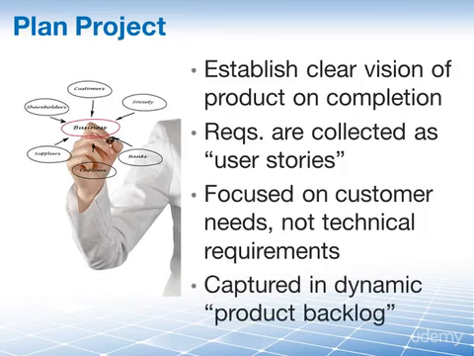These user stories are documented in the product backlog, which is a dynamic documented list of user stories that represent the most important customer requirements at any specific point during your Agile project. And the good news is, if the customer wants to make a change, you just write up a new user story, add it to the product backlog, put it into the appropriate priority, and your change management is complete. So much for our first step here, plan project.